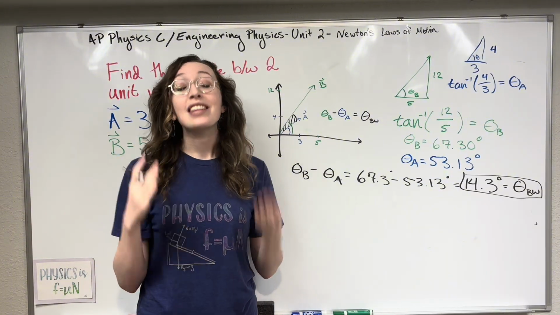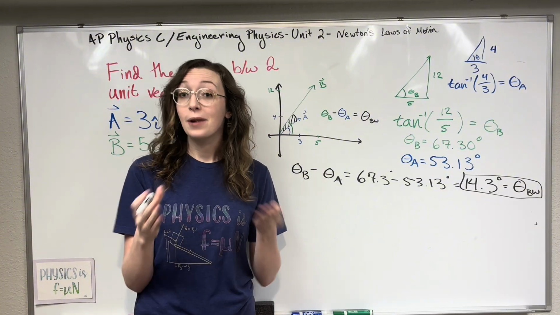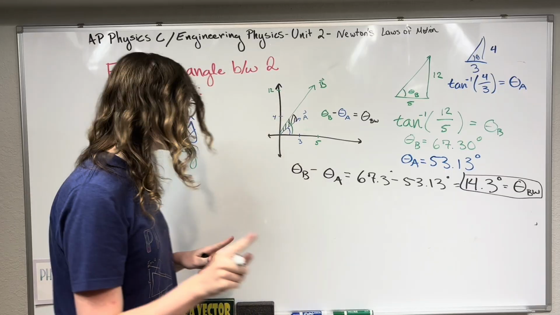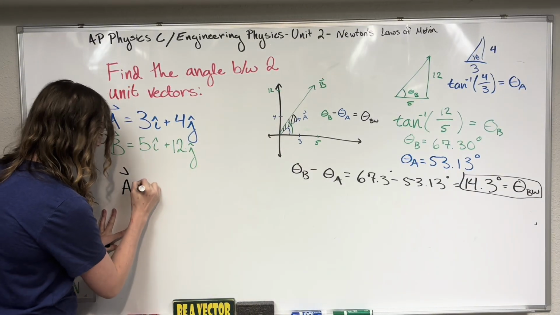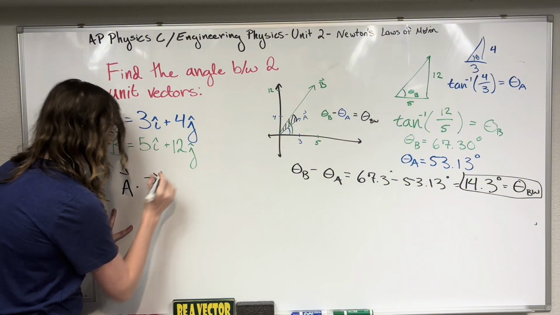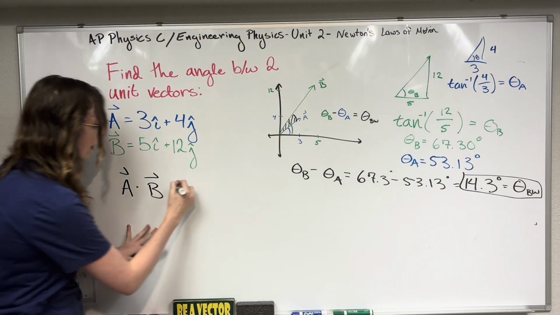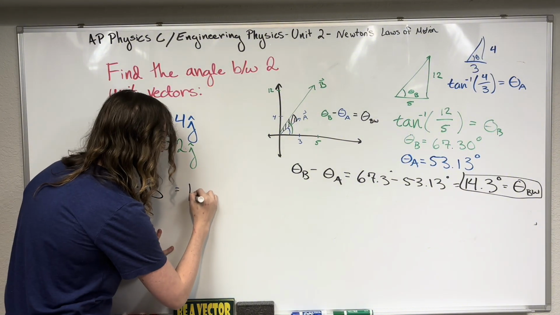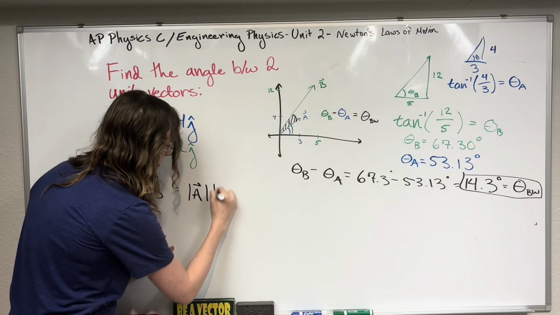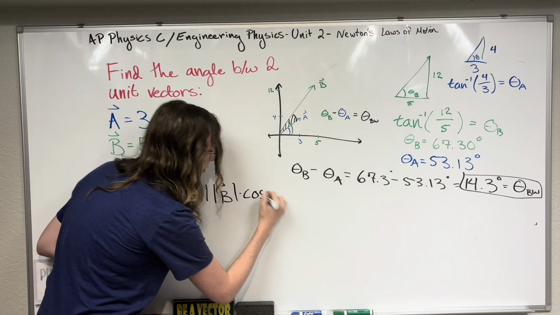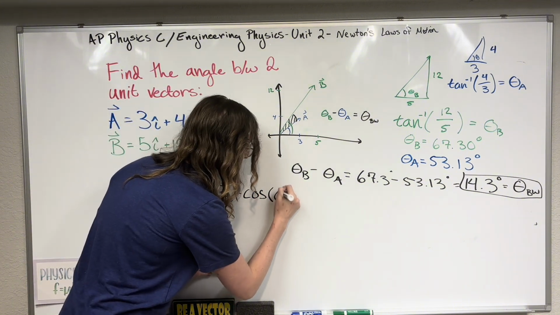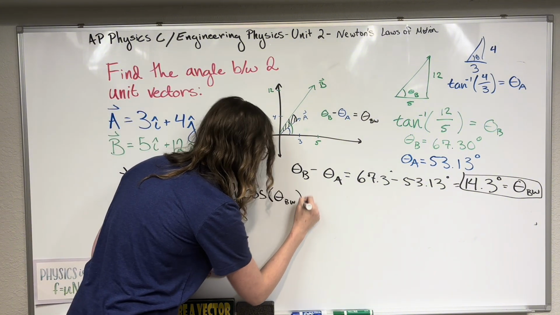However, that's not the only way we can solve this problem. We can also give this a try using the dot product. The dot product of two vectors is a very useful tool. If I take the dot product of these two vectors, we know that it is equal to the magnitude of my first vector times the magnitude of my second vector times the cosine of the angle between my two vectors.